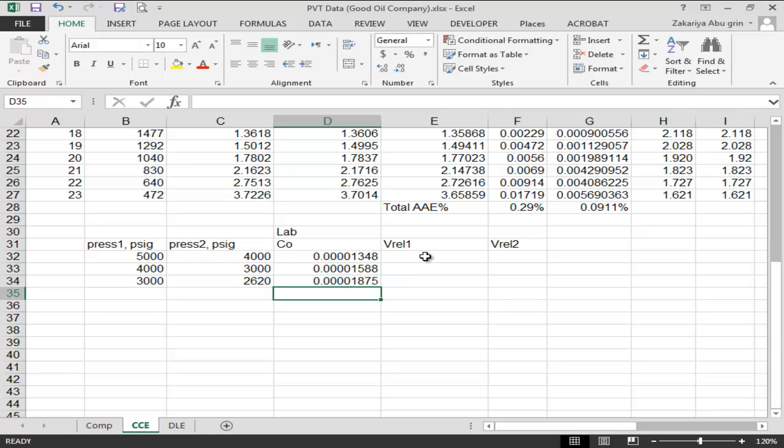So here we enter the lab data and we need to calculate the compressibility for our equation of state, and we will compare the error percent.